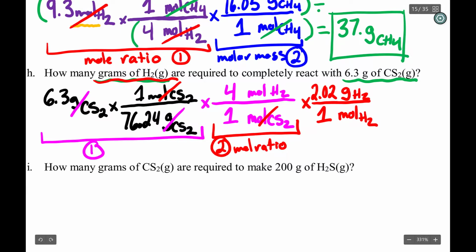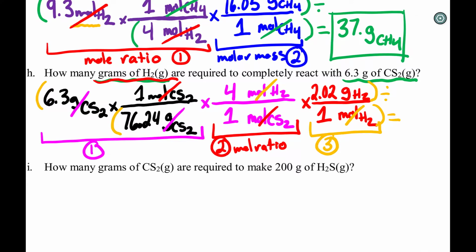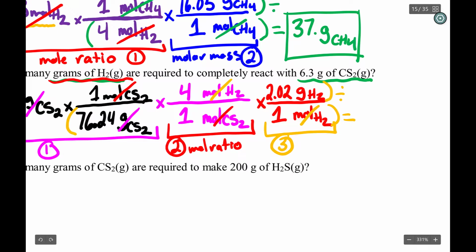The moles on top cancels with the moles on the bottom. This is my third step. I put everything on top in one set of brackets, I hit divide. I put everything on the bottom in one set of brackets and I hit equals. And I get an answer of 0.67 grams of H2.